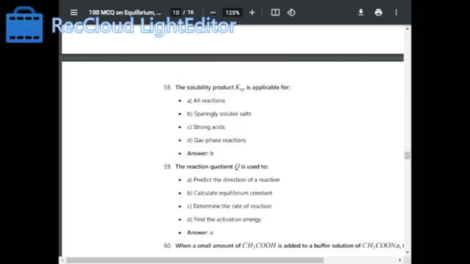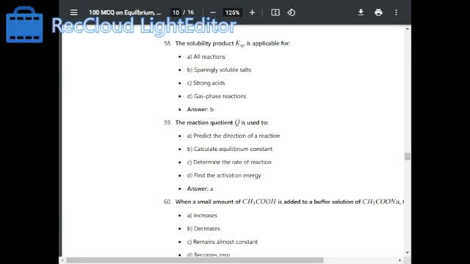Question number 58. The solubility product Ksp is applicable for: Option A, all reactions. Option B, sparingly soluble salts. Option C, strong acids. Option D, gas phase reactions. The correct answer is B, sparingly soluble salts. The solubility product Ksp is applicable for sparingly soluble salts. B is the correct answer.